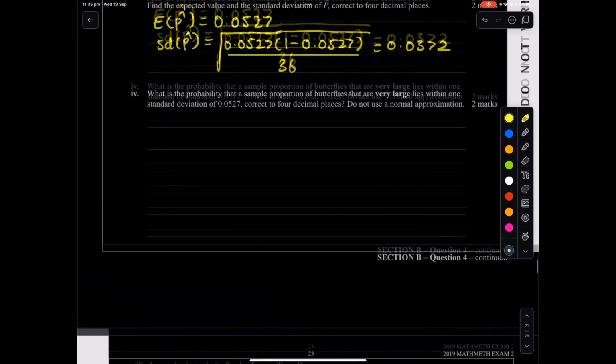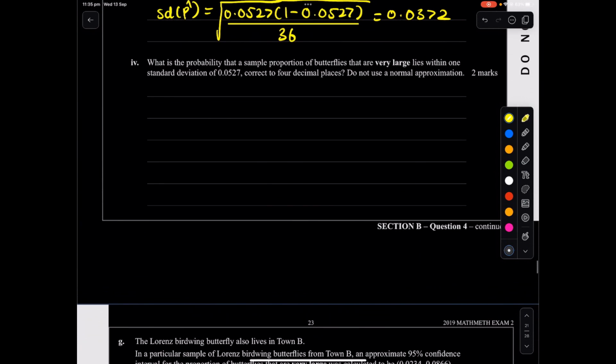What is the probability that, are we nearly done? Okay, well, these probability questions are so boring. What is the probability that a sample proportion of butterflies that are very large lies within one standard deviation of 0.0527? Correct to 4 decimal places. Do not use a normal approximation. Okay, if it's one standard deviation, think of it.